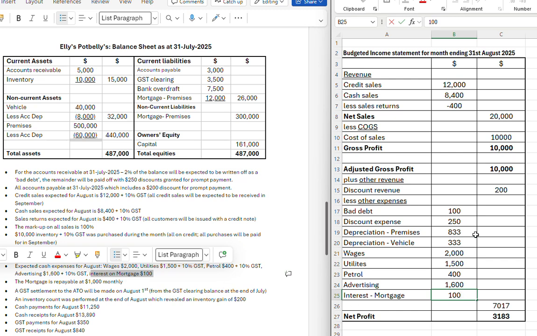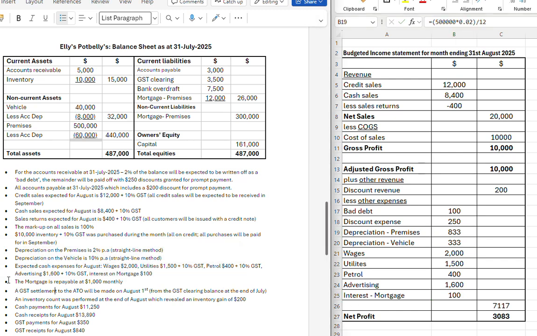All right, we're nearly there. Next point, the mortgage is repayable at $1,000 monthly. That's referring to the principal, so that'll reduce our bank and our non-current liability mortgage. Doesn't affect the income statement. A GST settlement will be made. That doesn't affect our income statement. That'll reduce our GST balance and impact our bank balance, but there's no revenue or expense, so ignore that.